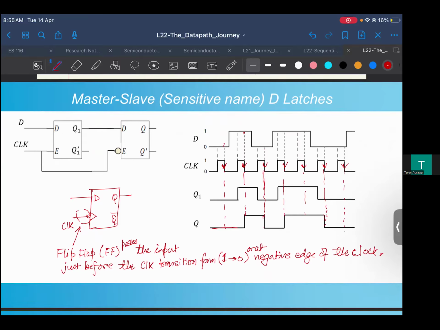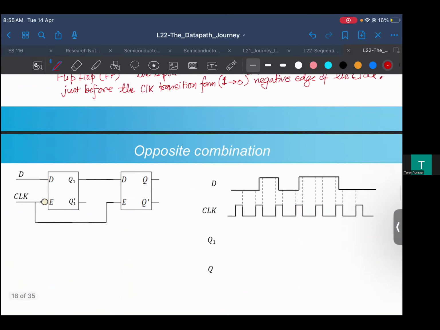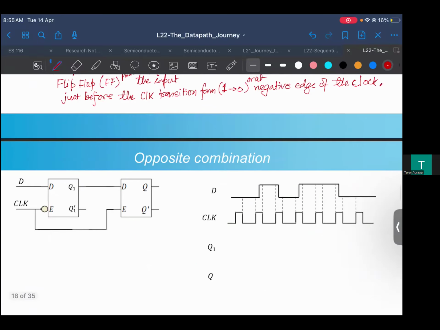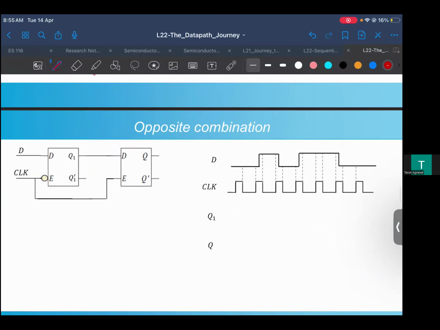Then obviously you know that rather than having a negative edge, there is a possibility of doing it with the positive edge. Let's not use master slave, but you know this is a D flip flop we are talking about. So that means the opposite combination. Whatever is the second stage or the second latch, that is what defines the clock. So this is the flip flop which I'm drawing. This looks like this. So now things will happen.